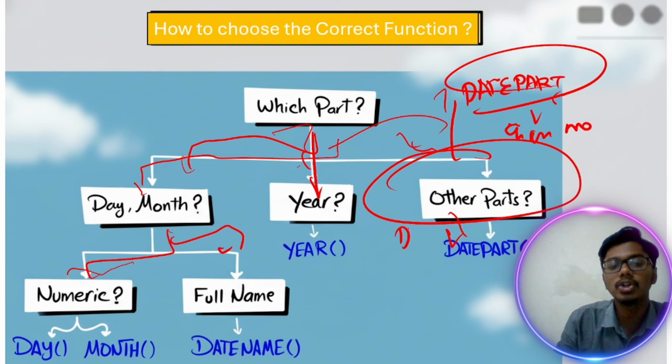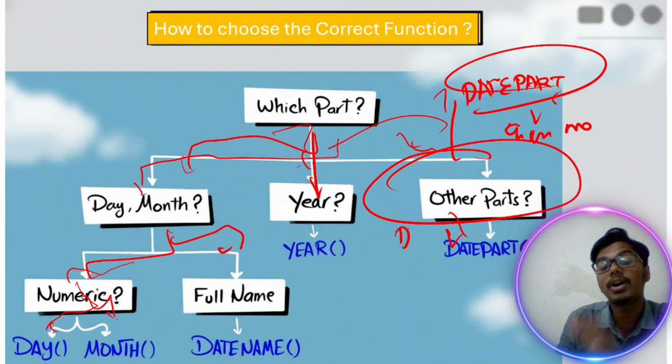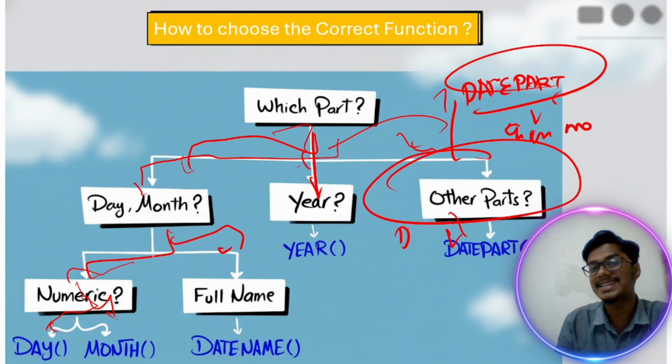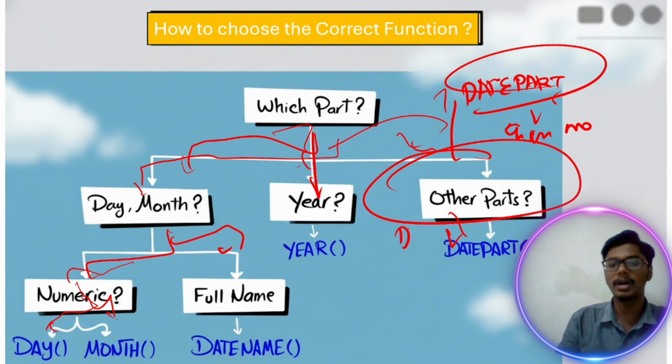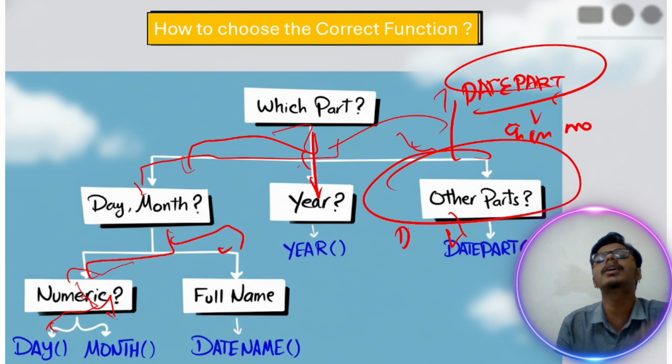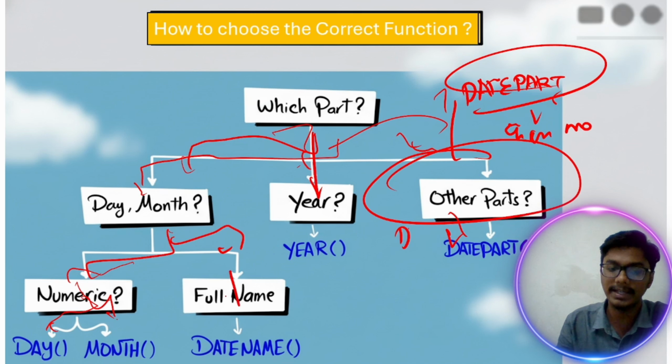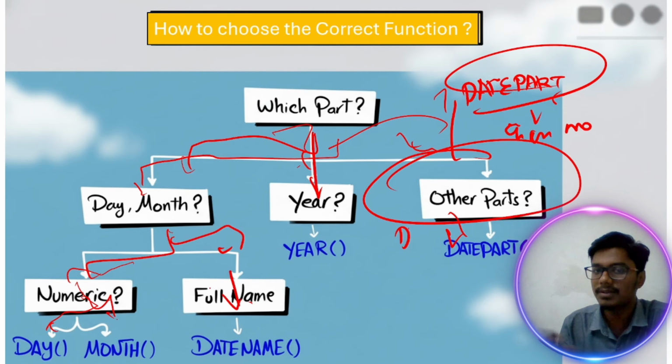If it comes with the numeric means, just go with the day function and the month function. If you want it as a full name, like Wednesday, August, Monday, Tuesday, September, October, November, whatever it may be, just go with the date name function. I hope I covered this tutorial, right?